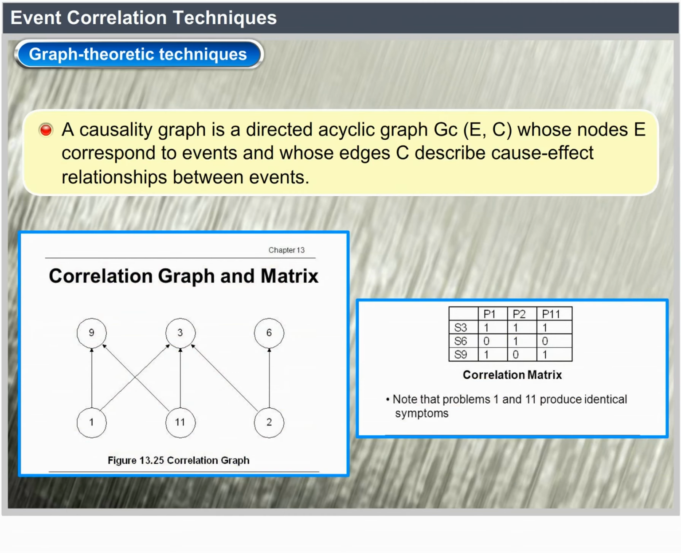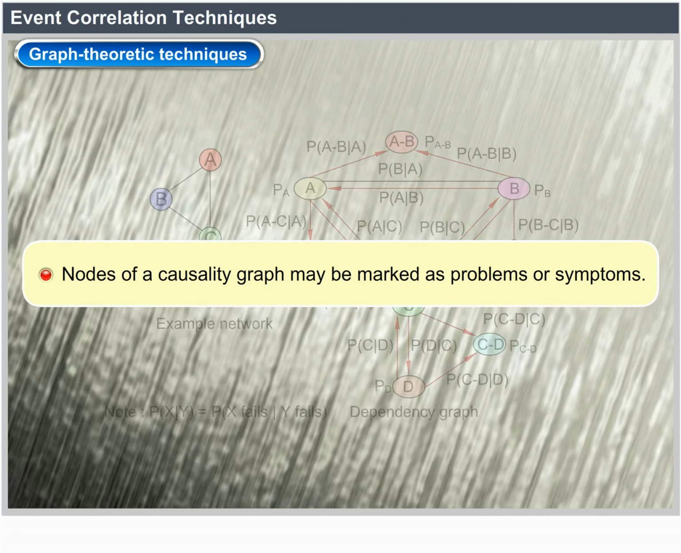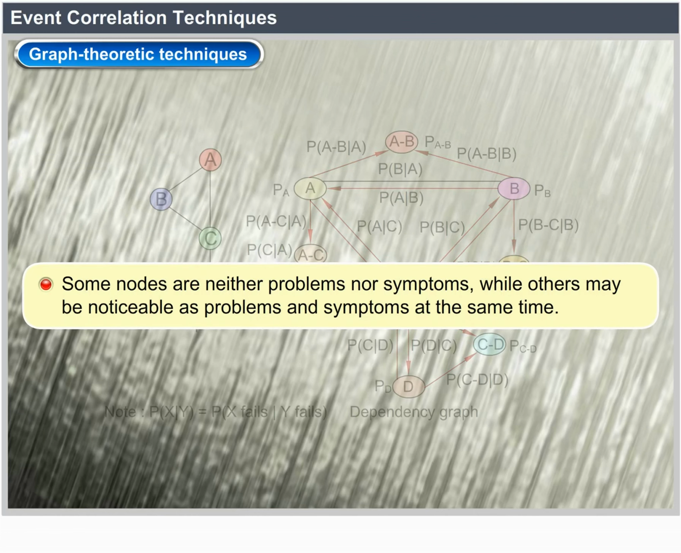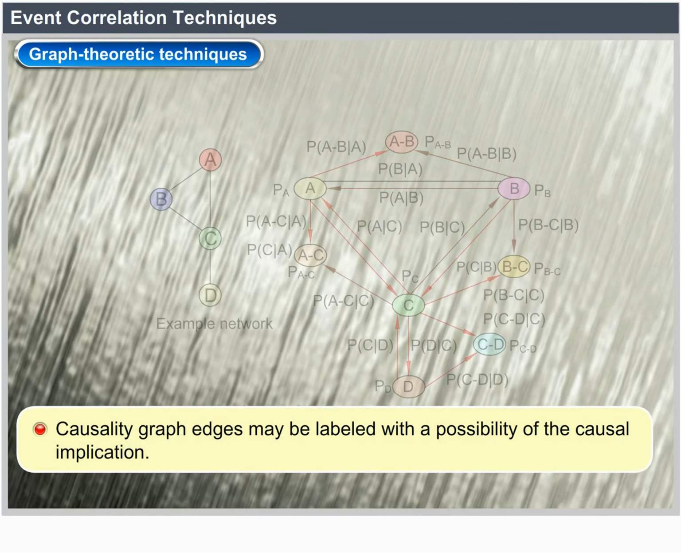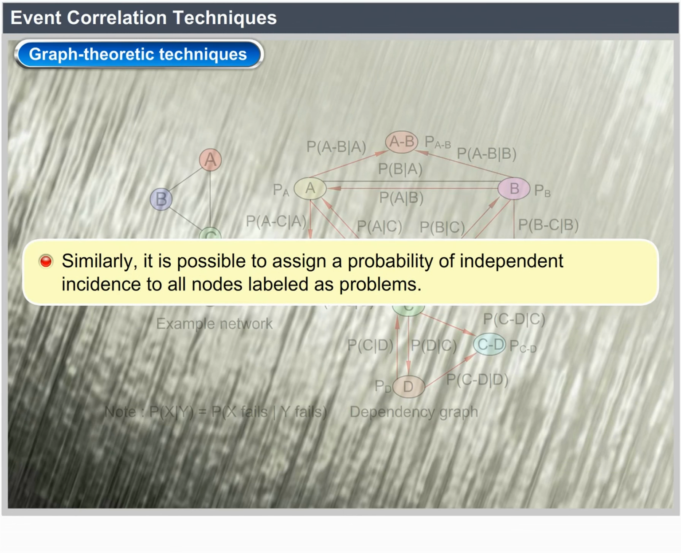A causality graph is a directed acyclic graph GC of E and C, whose nodes E correspond to events and whose edges C describe cause-effect relationships between events. Nodes of a causality graph may be marked as problems or symptoms. Some nodes are neither problems nor symptoms, while others may be marked as problems and symptoms at the same time. Causality graph edges may be labeled with a probability of the causal implications. Similarly, it is possible to assign a probability of independent occurrence to all nodes labeled as problems.